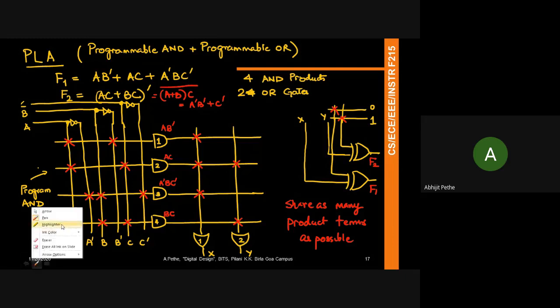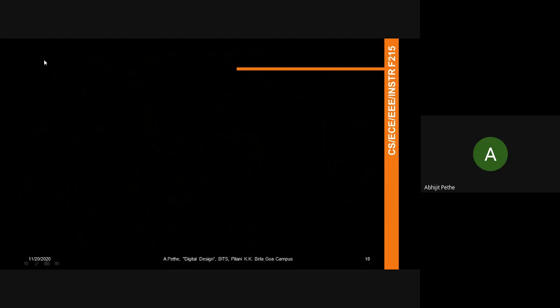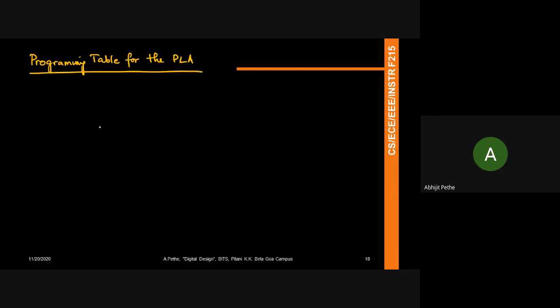So typically we have what is known as a programming table. When you have to design a PLA, you're asked to give what the programming table is. So the way we write the programming table is, so let's take the same example. Now we want to write what is known as the programming table for the PLA. So what we'd say is, we'll take the product terms one by one.